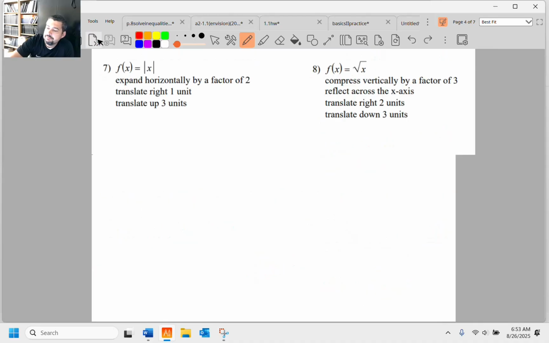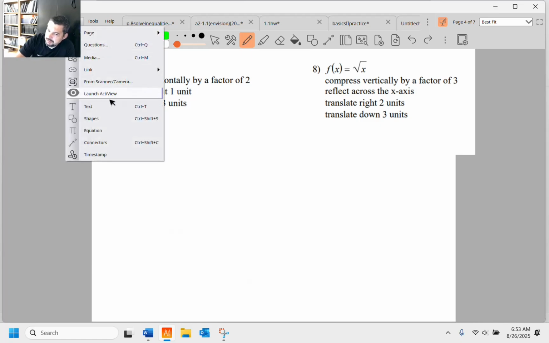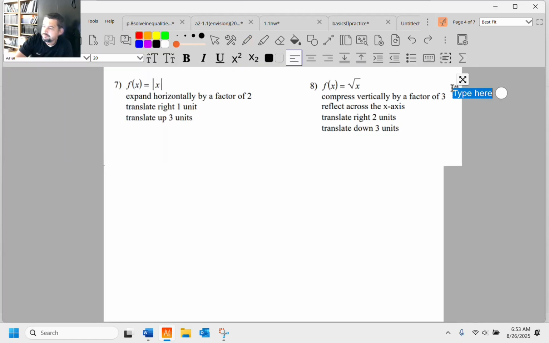Alright. Compress vertically by a factor of 3. So look at their wording here. To compress vertically by a factor of 3. That means a is a third. Reflect across the x-axis. Oh, hold on, reflect across the x-axis. That's vertical. So a is also negative. Translate right 2 units. h is going to be 2. And translate down 3 units. k is negative 3.